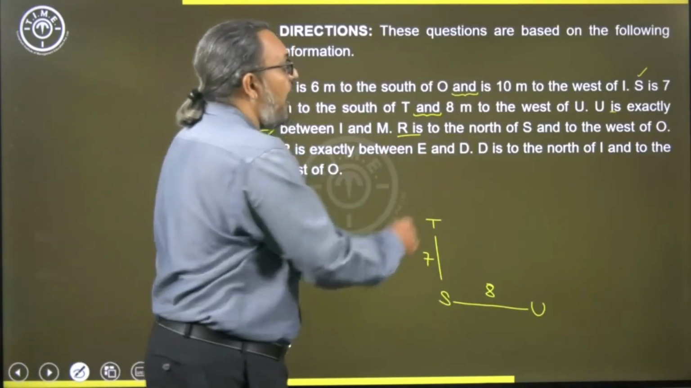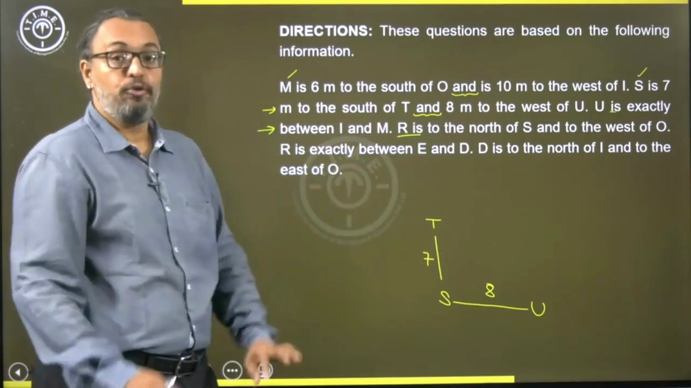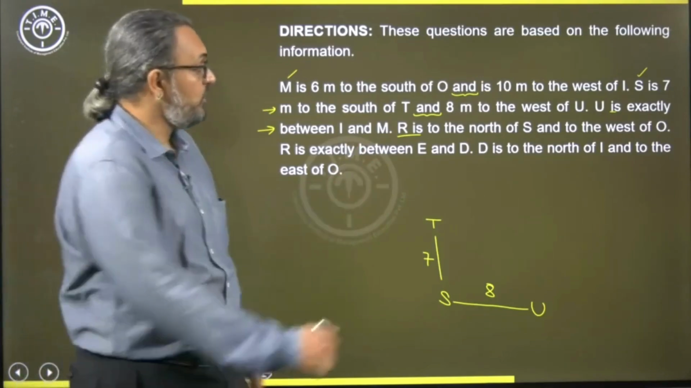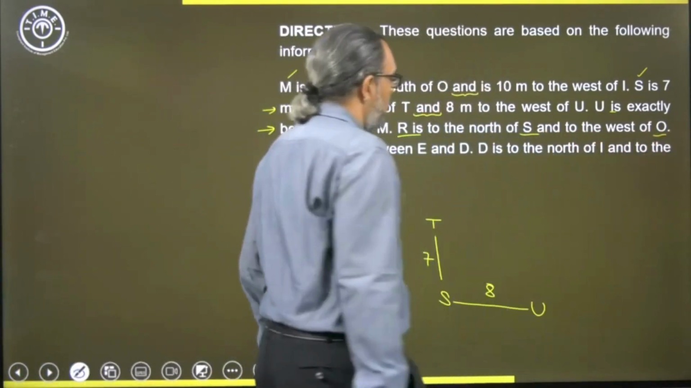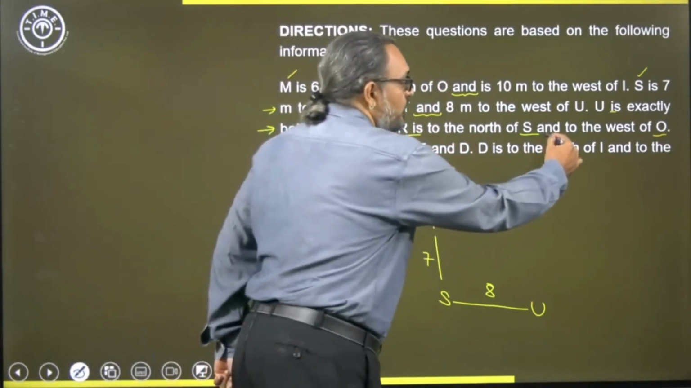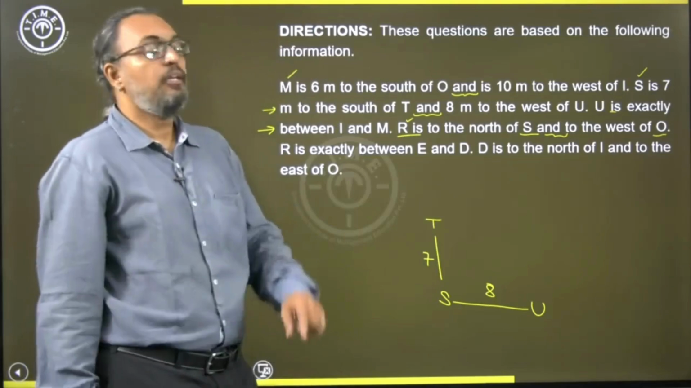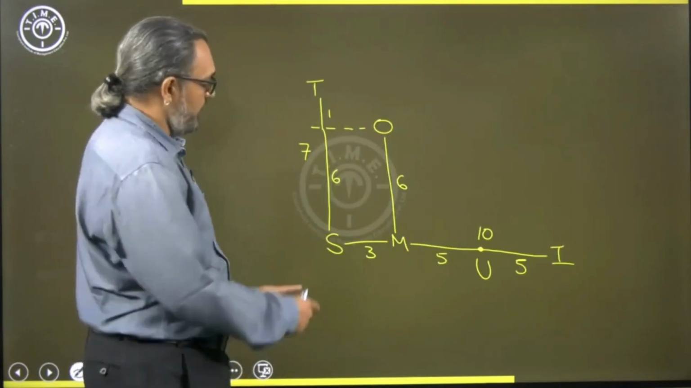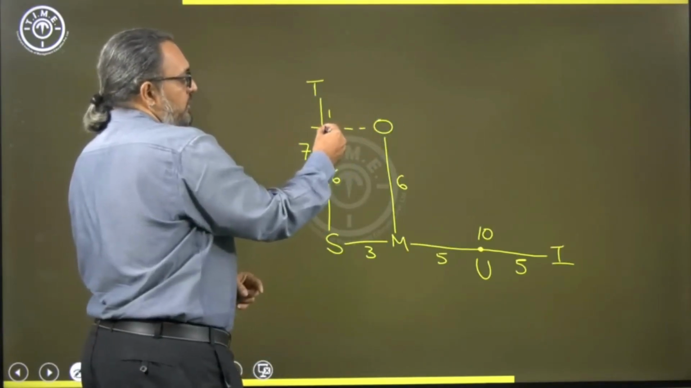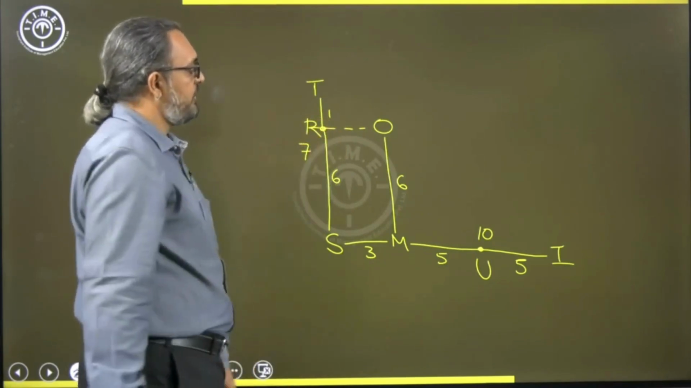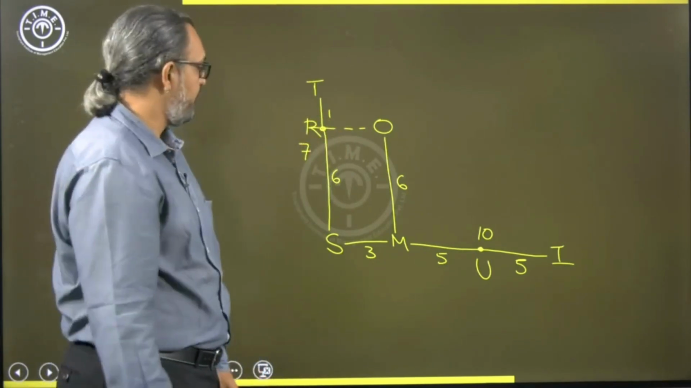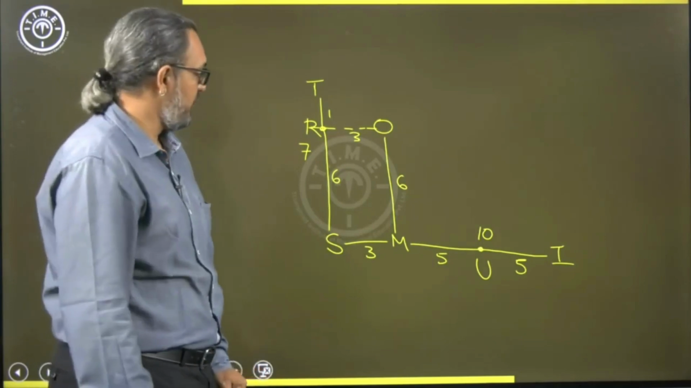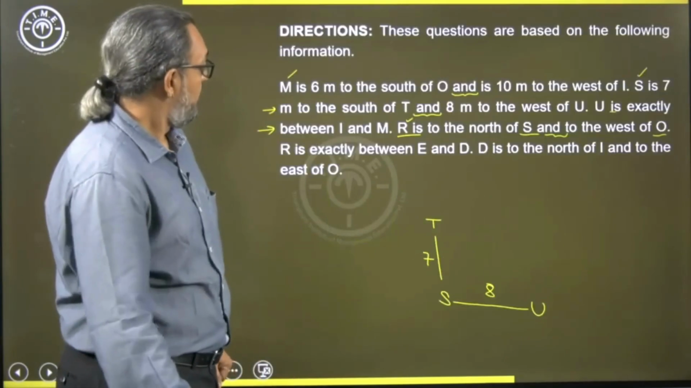Then next we have R is to the north of S and west of O. Again the distances are not given, we just have to maintain the directions with respect to S and O. So R is above S, and when you have and, it refers to the first point R, west of O means left of O. So above S and left of O is R. Check here, above S and left of O. So this point is where you will have R. That is R for us, correct? And the distance between R and O is 3 because it is the same as SM, 3. Okay. Then what else we have?